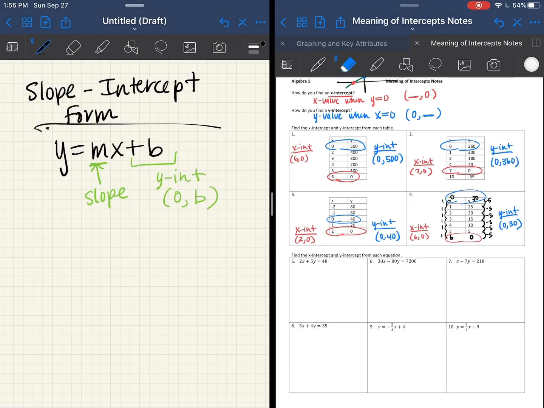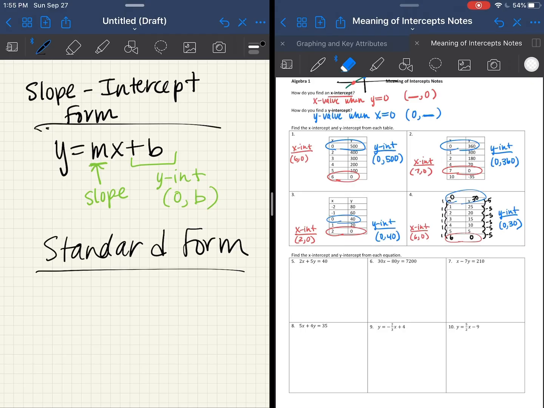Another type of linear equation is standard form. Okay, and in standard form, the x term plus the y term equals some number. And so number 5, 6, 7, and 8, all of these are in standard form, whereas 9 and 10 are slope-intercept form.